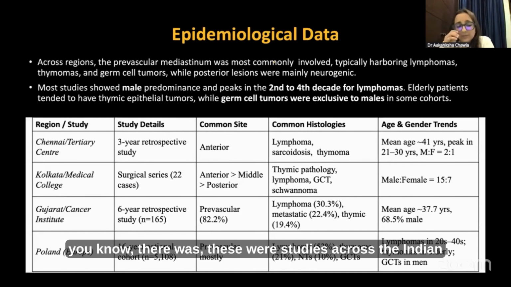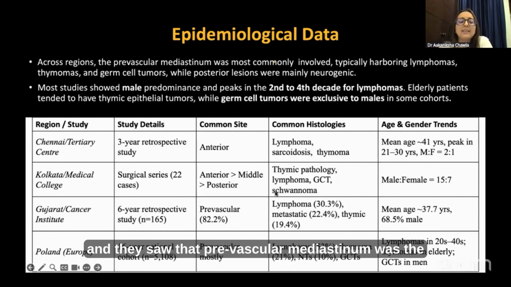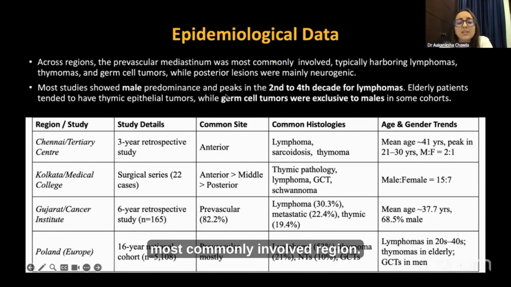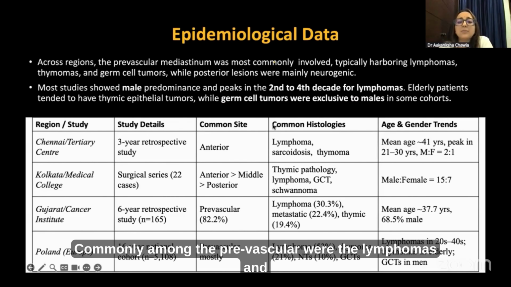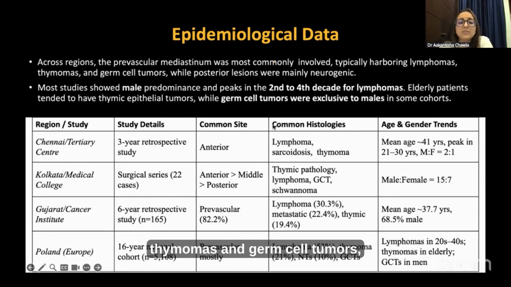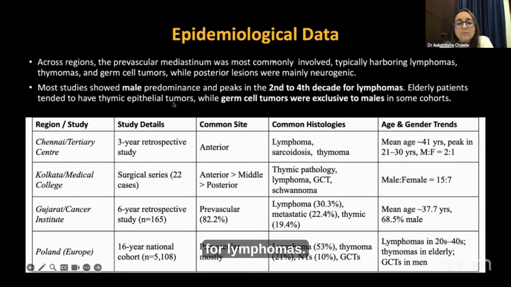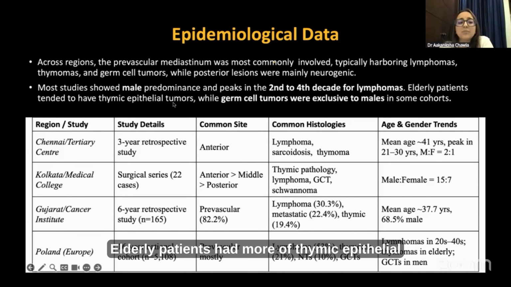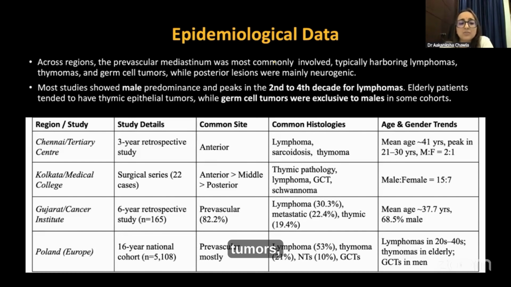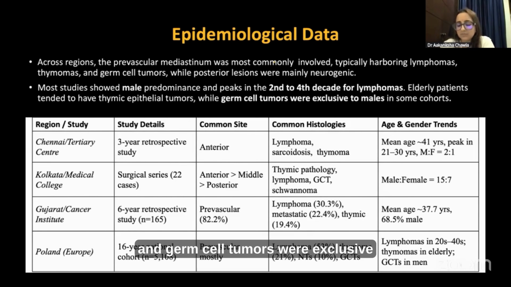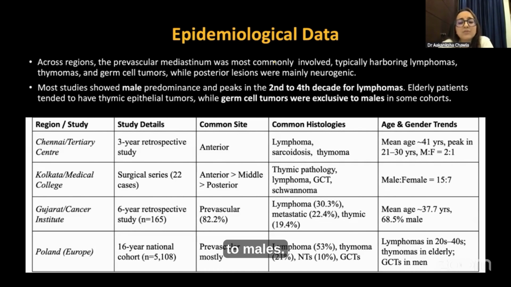Then common amongst mediastinal masses, we have lymphomas, lymphadenopathies, whether infectious, non-infectious, malignancy, thymomas, and thyroid masses. Then, these were studies across the Indian regions, and they saw that prevascular mediastinum was the most commonly involved region. Commonly among the prevascular were the lymphomas and thymomas and germ cell tumors, and posteriorly were neurogenic. Most commonly, it was male predominance in the second and fourth decade. For lymphomas, elderly patients had more of thymic epithelial tumors, and germ cell tumors were exclusive to males.